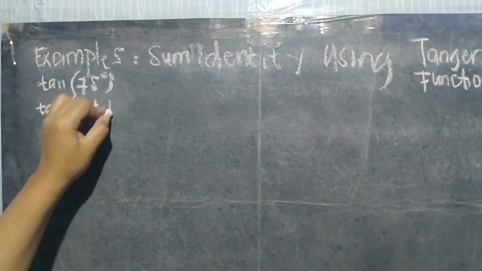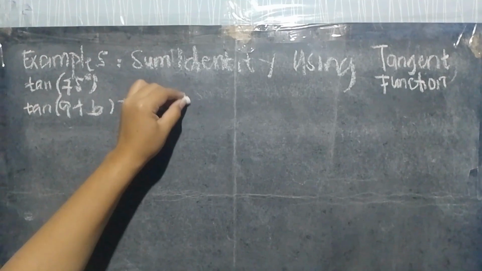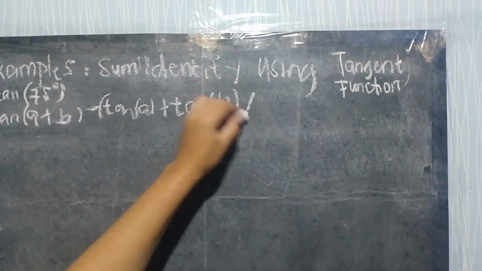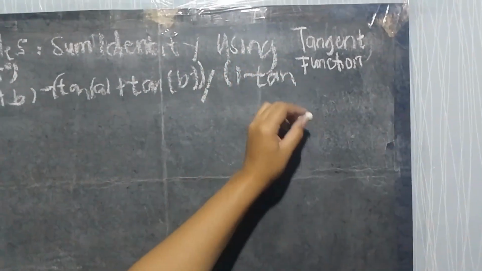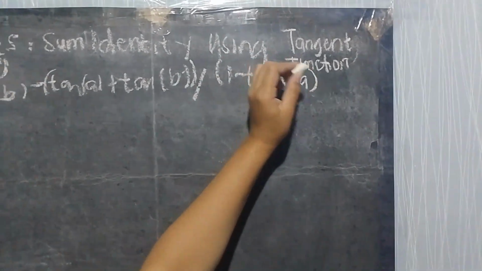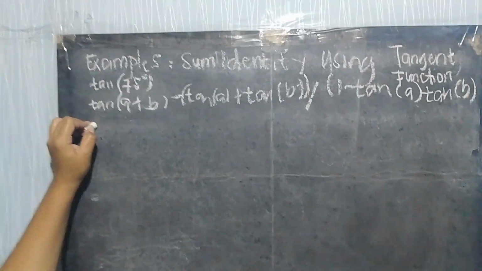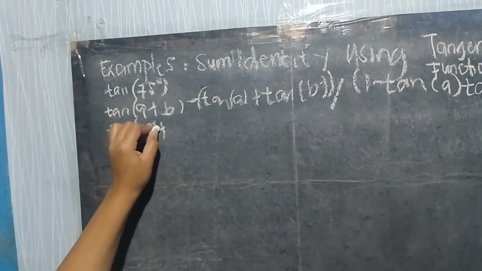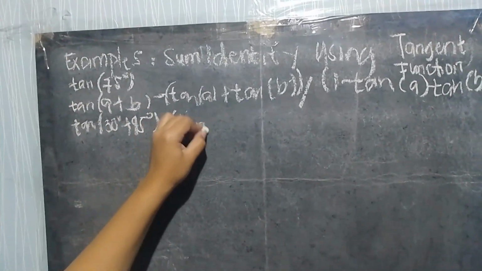Now, let's move on to our next example. Sum identity using the tangent function. Let's say we want to evaluate tangent 75 degrees. 75 degrees is the same as tangent of 30 plus 45. So the equation is tan of A plus B is equal to tan A plus tan B divided by 1 minus tan A tan B. So tan of 30 plus 45 degrees is equal to tan 30 plus tan 45 divided by 1 minus tan 30 tan 45.